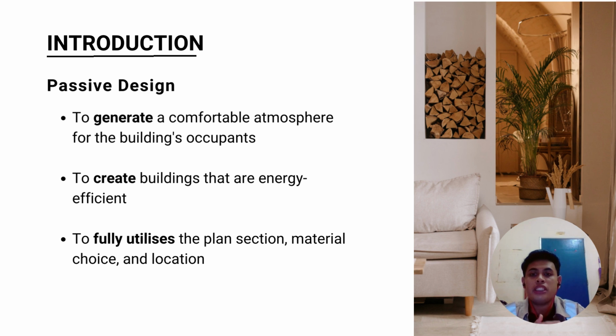This also means that passive architecture fully utilizes filtered, indirect, glare-free daylight while excluding the need for the building's mechanical or electrical systems. The sun and cooling breeze are two examples of the natural heating and cooling systems used in passive design.